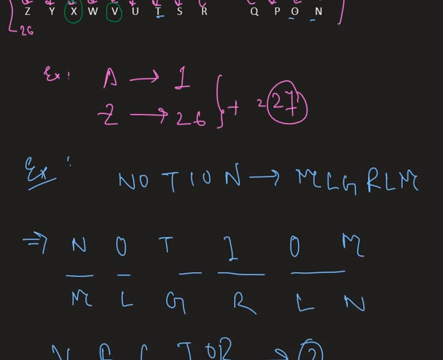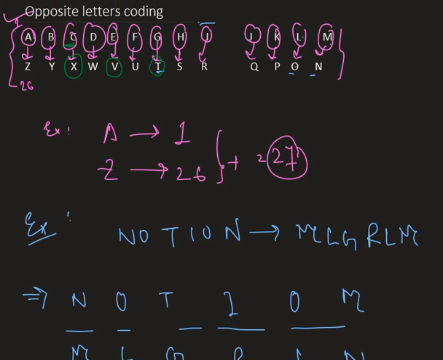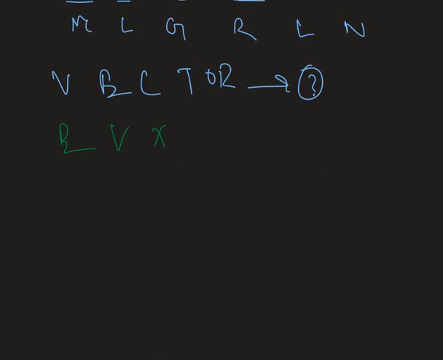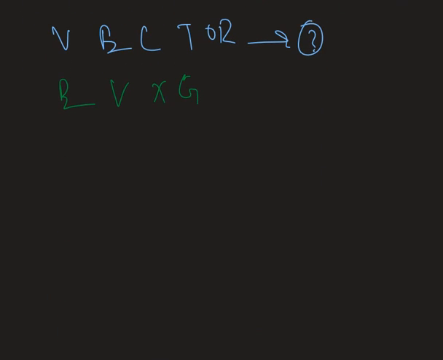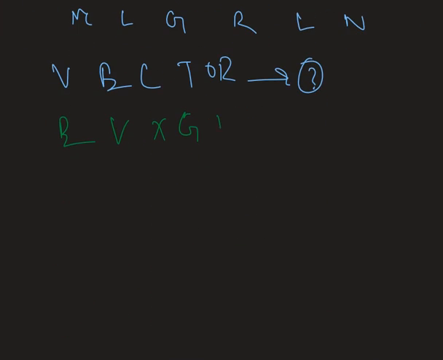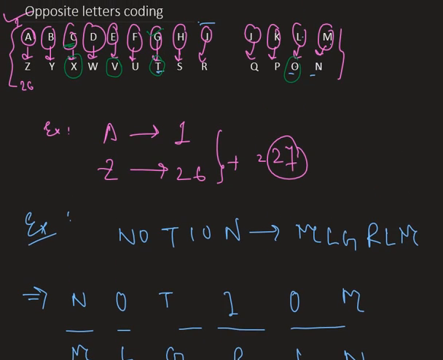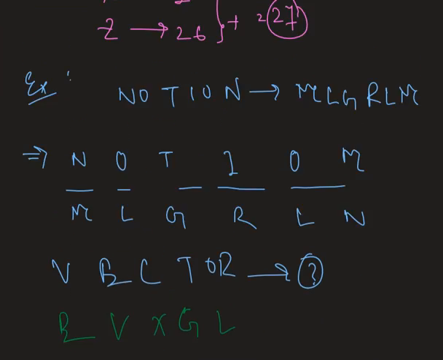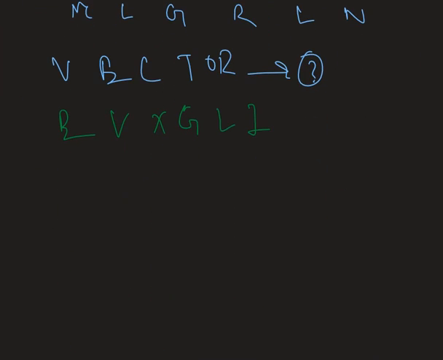The opposite letter of T is G. The opposite letter of O is L, and the opposite letter of R is I. So this is our required answer, that is EVXGLI.